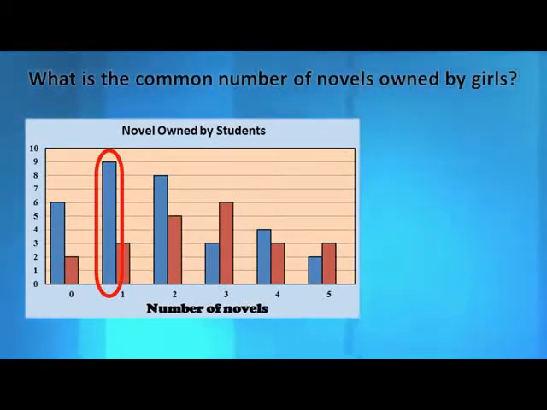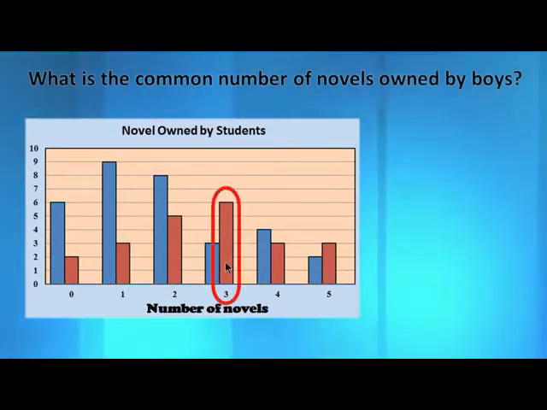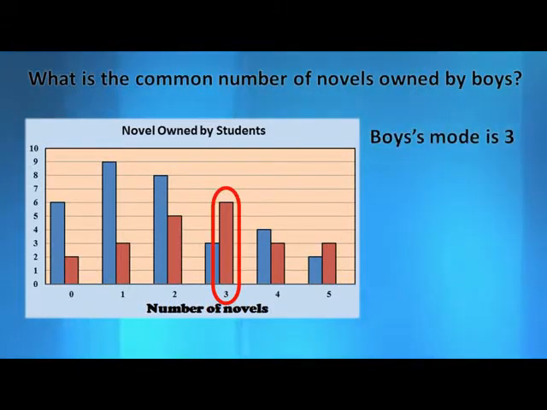Now, what is the most common number of novels owned by girls? As you can see, the highest bar for the girls is 9. It's actually at 1. So, the girls' mode is 1. How about the boys? Boys are represented by the red bar. This is the highest red bar, so the boys' mode is actually 3.